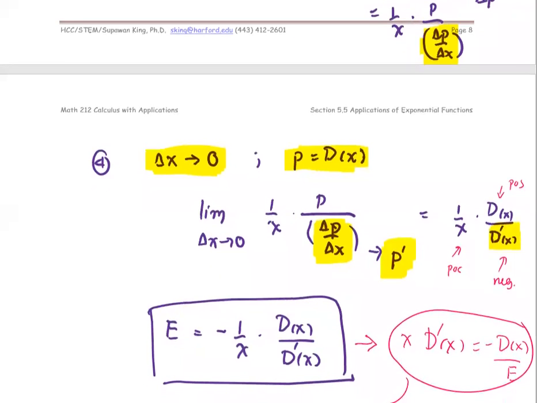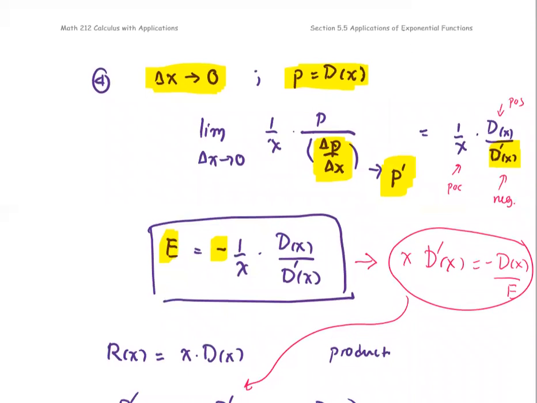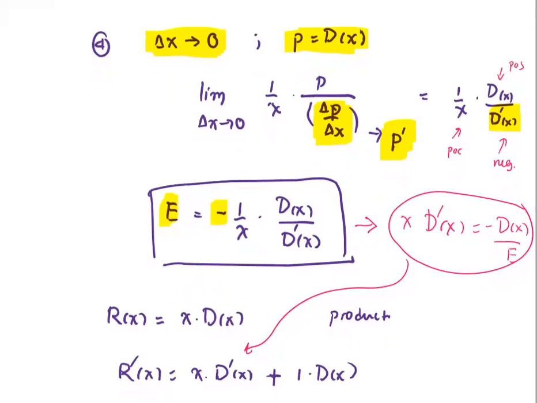Now we can see this quantity turns out to be negative inside, because X as a quantity will always be positive, and D of X, the demand function, is always positive, but the rate of change of the demand is always negative. That's why overall this quantity is negative. Now we form the formula for the elasticity by including the negative sign to see E as a positive number. On the side note, if we rearrange the terms, we can see that X times D prime of X equals negative D of X over E, because we're going to use it to see the relationship of the elasticity and the revenue.